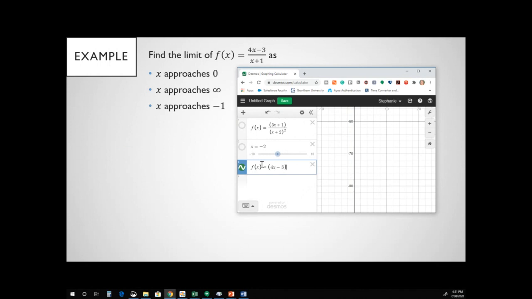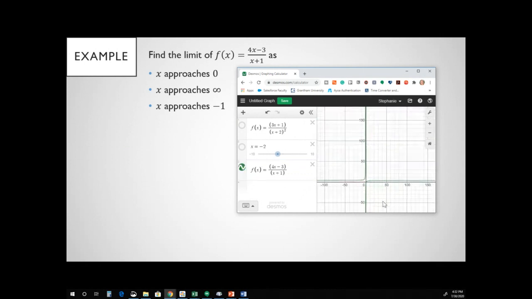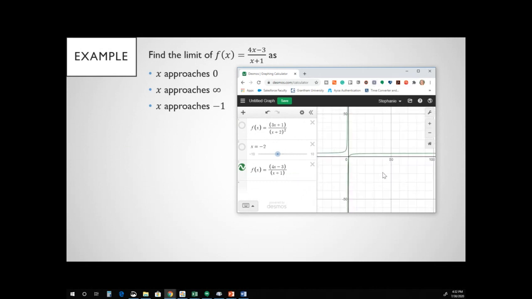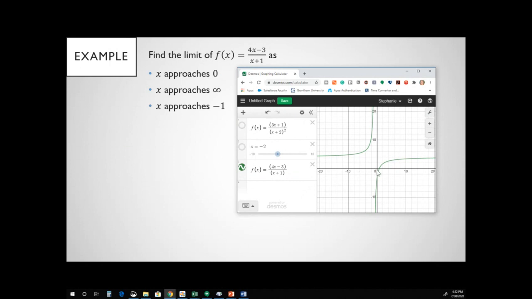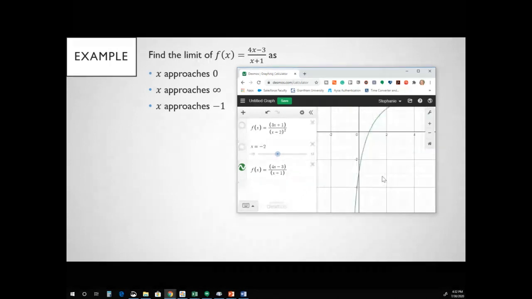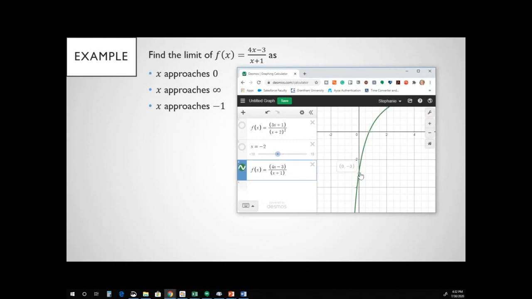For (4x - 3) divided by (x + 1). Okay, so I'm going to have to reset my graph. Okay, so here we are. And our first one is what happens as x approaches 0. So it's approaching the origin. And you can see that there's actually a value. As x is getting closer to 0, we actually have a number at -3. So our limit is -3. If you plugged in 0, that's what you would get. So it heads towards -3 on either side, and in fact is -3.